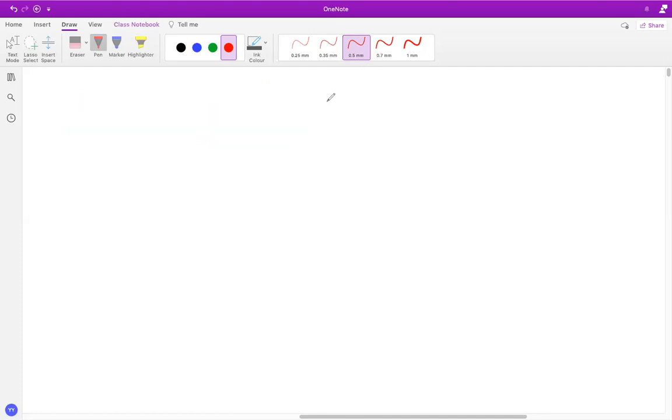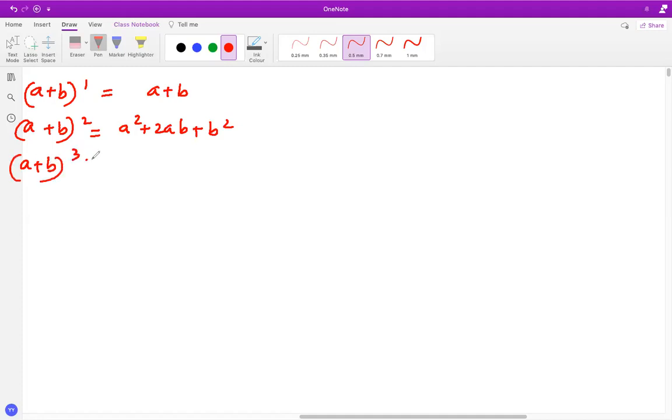So as we know, the Pascal's triangle, when I look at the expansion of a plus b to the power 1, it's a plus b. Expansion of a plus b the whole square is a square plus 2ab plus b square. Expansion of a plus b the whole cube, as we know, is a cube plus 3a square b plus 3ab square plus b cube.